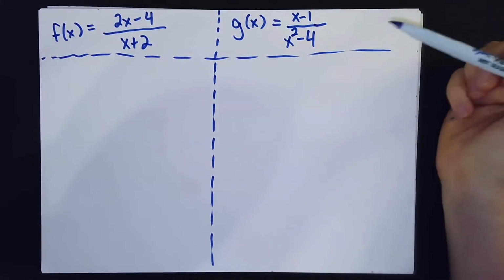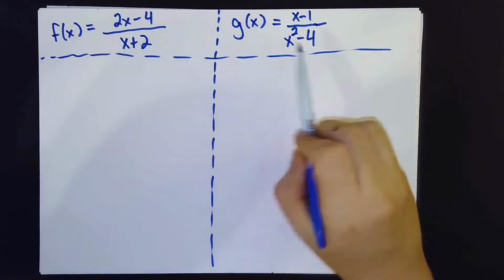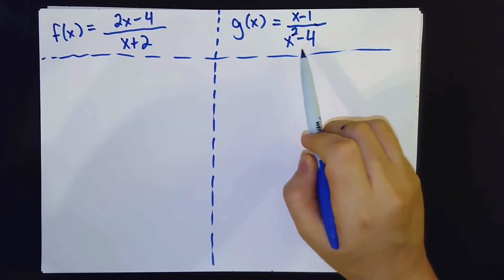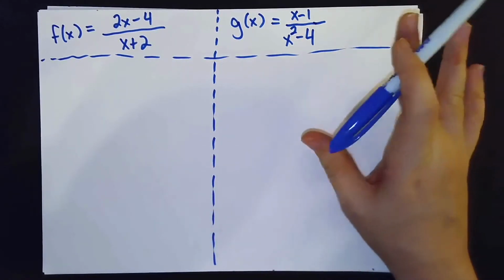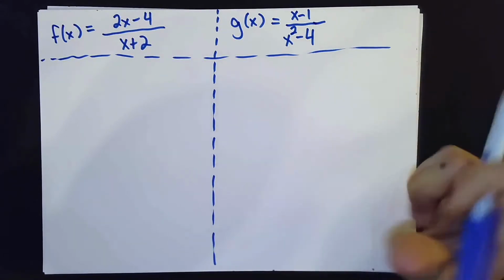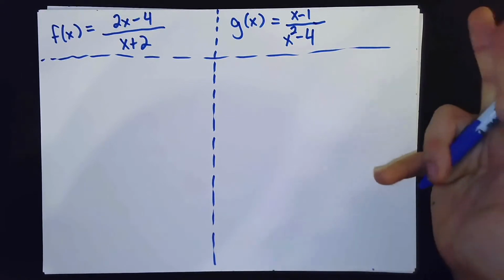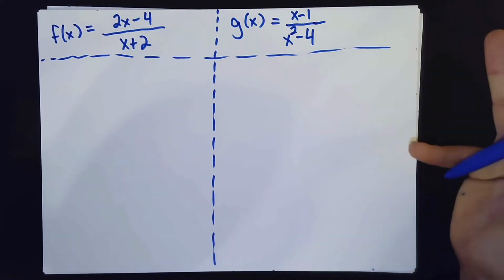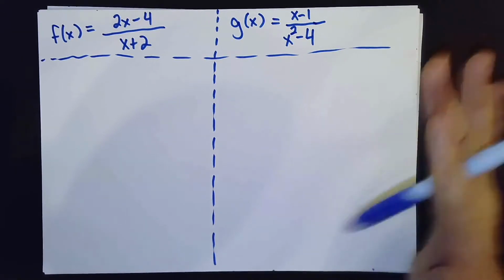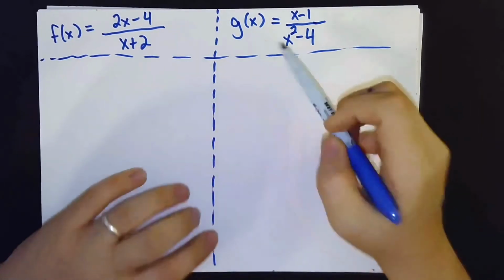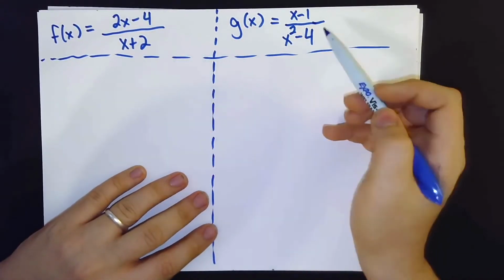Okay, to wrap this section up, I want to take these 2 different functions, and I want to find all the things we know how to find. So we know how to find x-intercepts, y-intercepts, vertical asymptotes, and horizontal asymptotes. And I want to try and find all of those things and make sure we understand from those what the graphs of these functions have to look like.